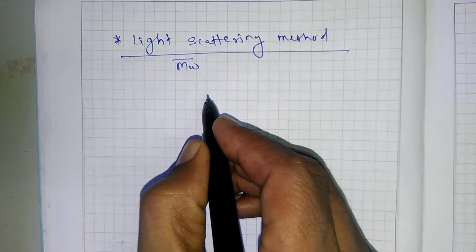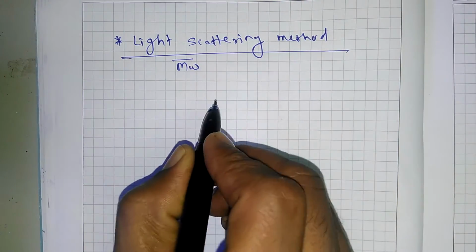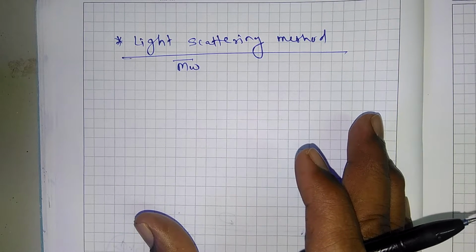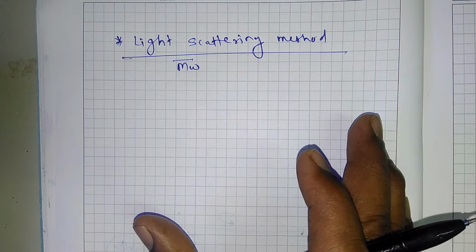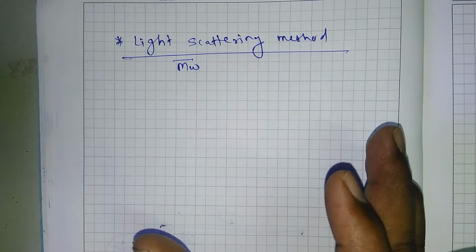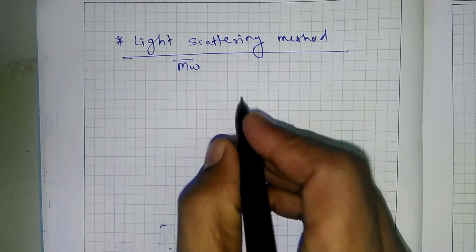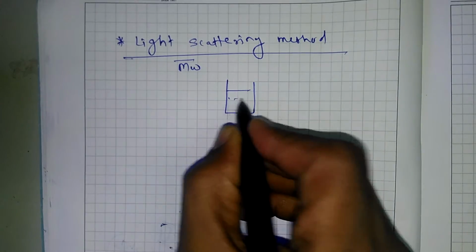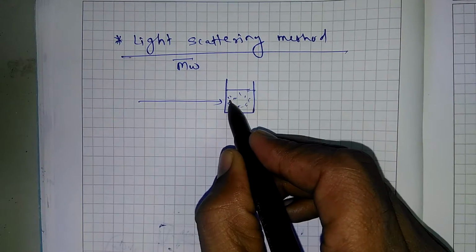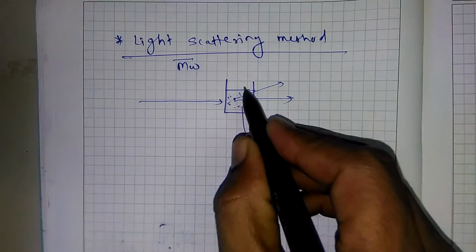Now consider, if a strong beam of light is passed through the vacuum and transmitted in the direction of travel, the path of the light cannot be detected. However, when light is passed through a medium containing discrete particles, it gets scattered in all directions. See, these are the dispersed particles, and this is the incident light. The light falls on these particles and gets scattered here and there.